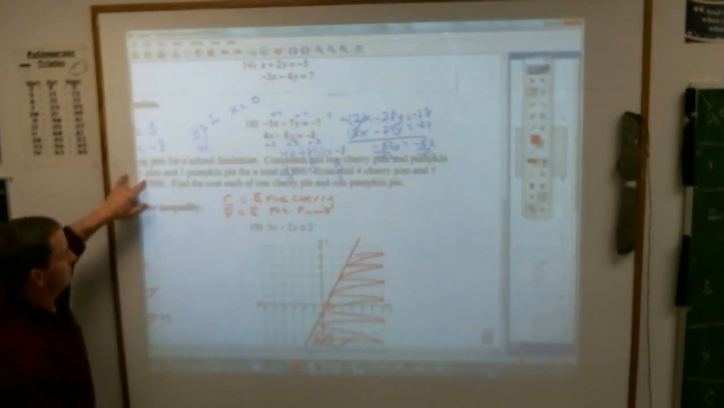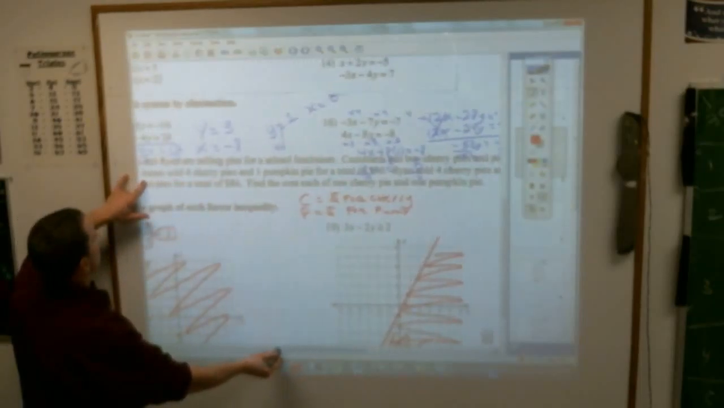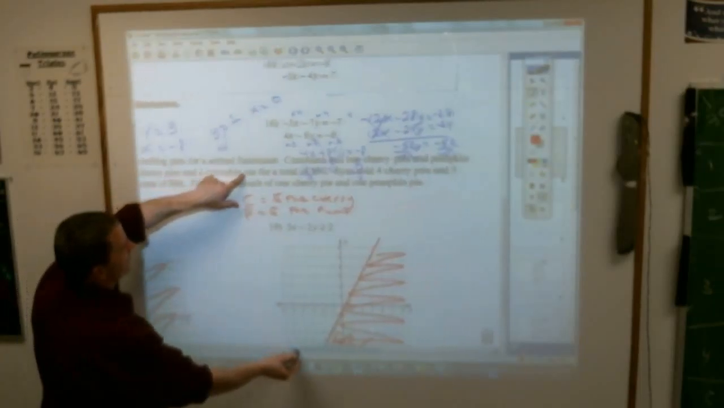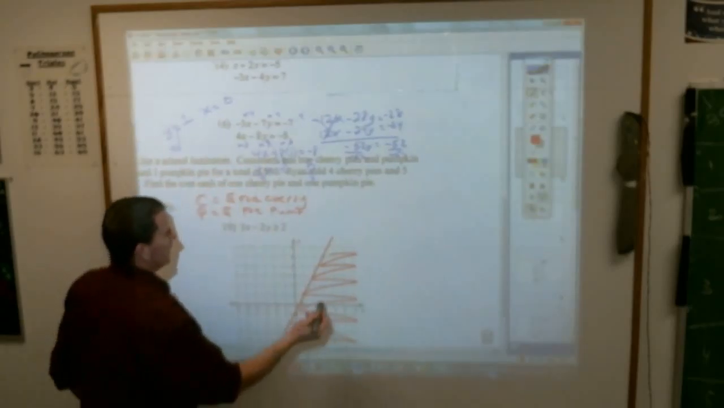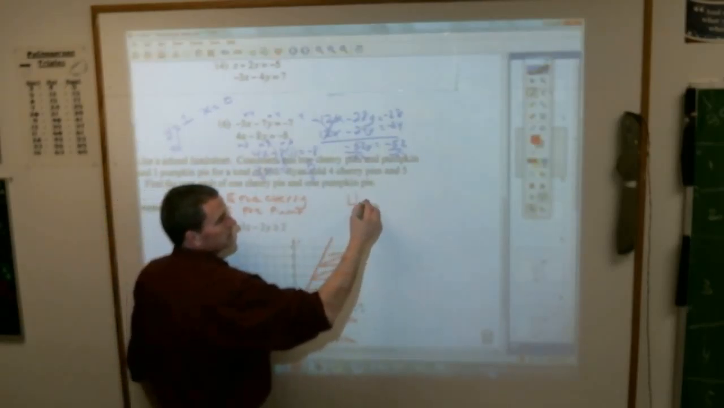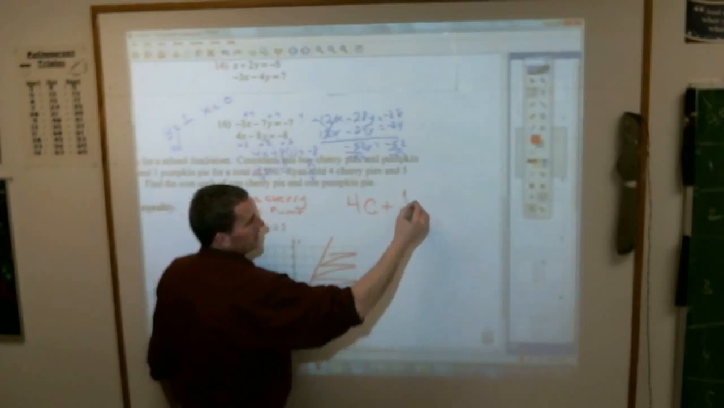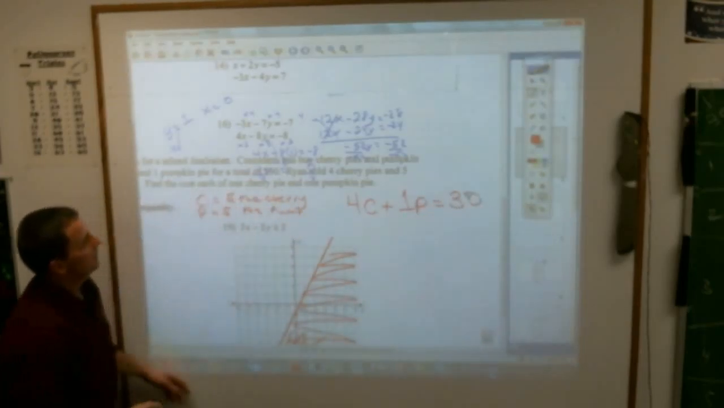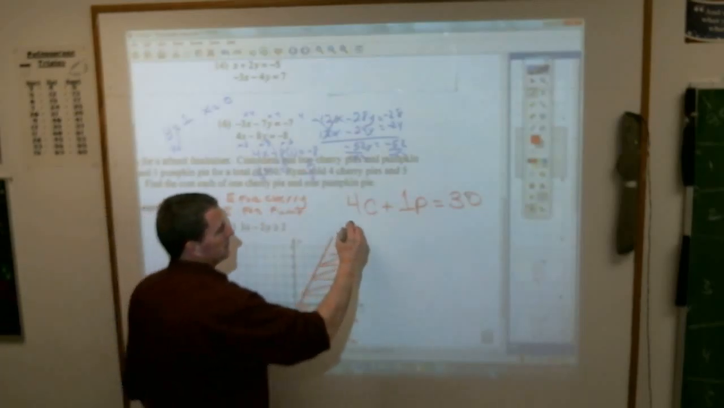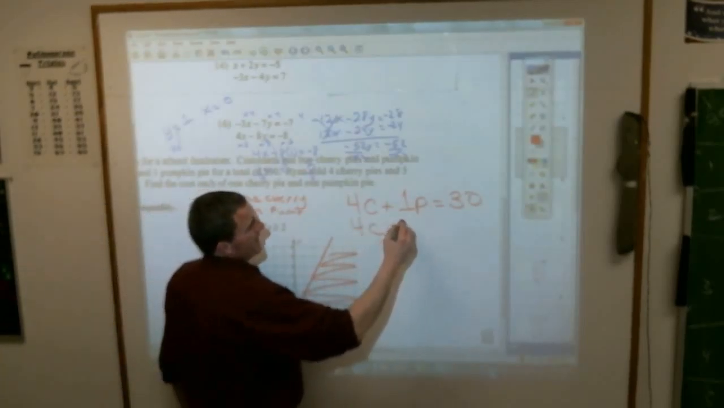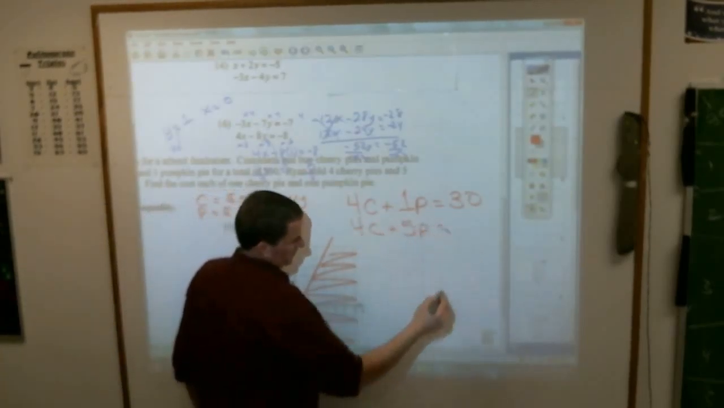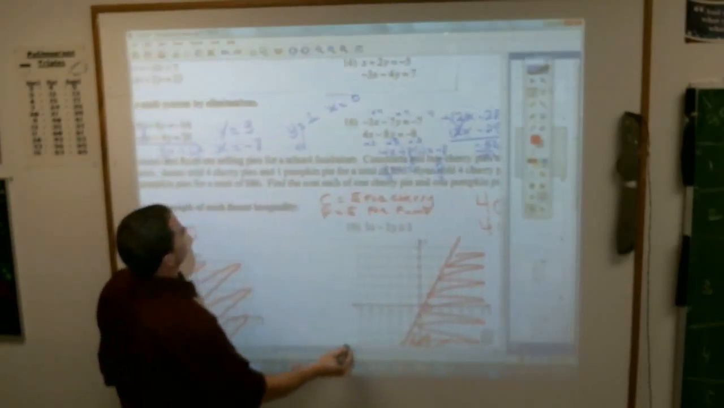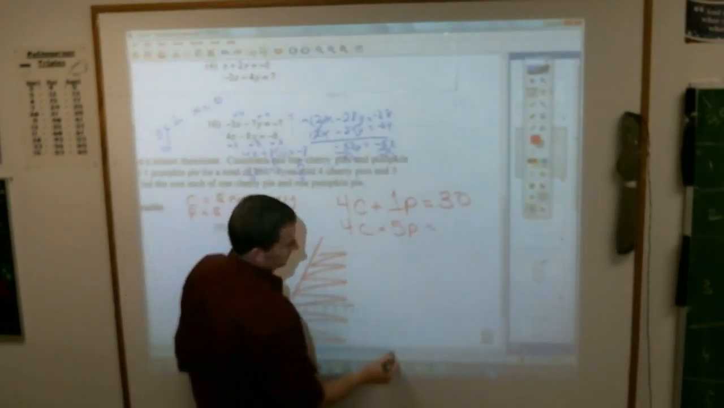It says that, let me look at it, sorry. 4 cherry pies and 1 pumpkin pie cost, is that $30? 4 cherries plus 1 pumpkin equals $30. 4 cherries and 5 pumpkin pies cost $86.